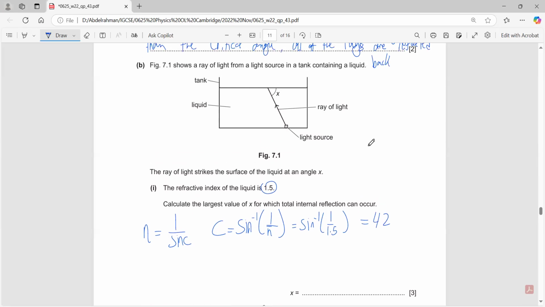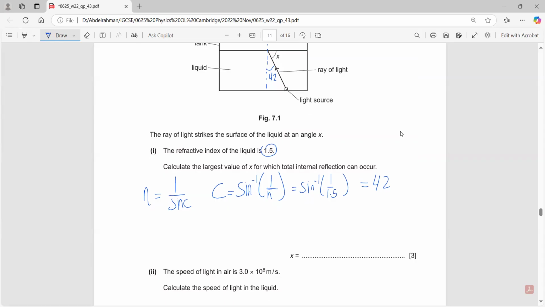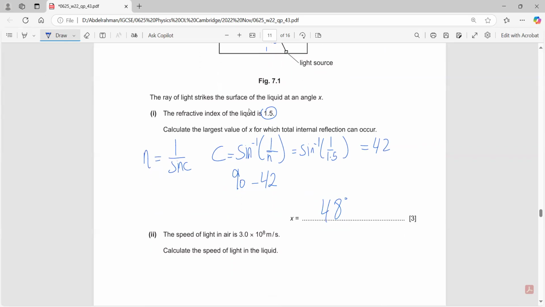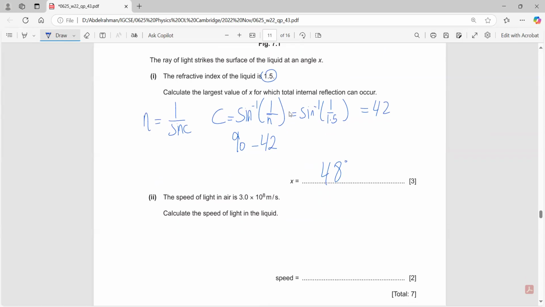Would that be right? No. Actually, the critical angle would be with the normal. Critical angle, this would be 42. Therefore, can I find x? Yes, I can find x because this is perpendicular, 90 degrees. 90 minus 42, so this would be 48 degrees. I know the critical angle is around 41.8 maybe, but we can just round it up to 42.